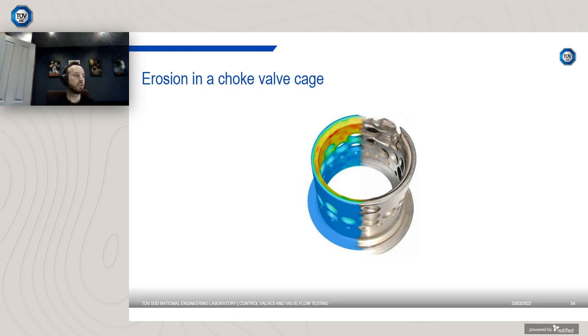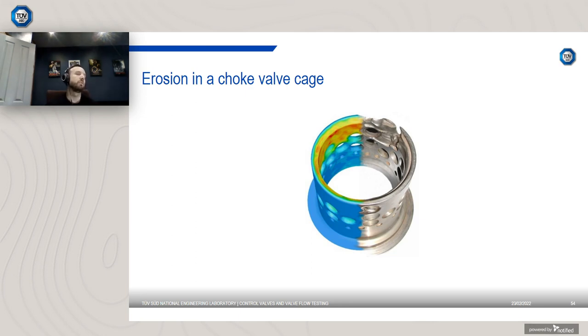So an example here is erosion in a choke valve cage. So on the right, we have the physical test specimen. So you can see that it's been badly eroded by sand. And on the left, we have the CFD model or the CFD visualization. So we can take the physical test specimen and determine the erosion before and after, and use that data to tweak the CFD model, maybe adjust the properties of the material.